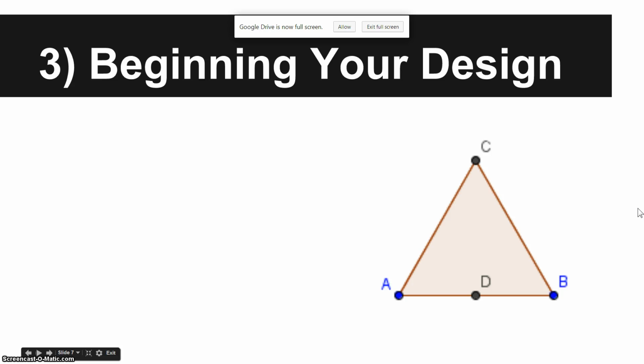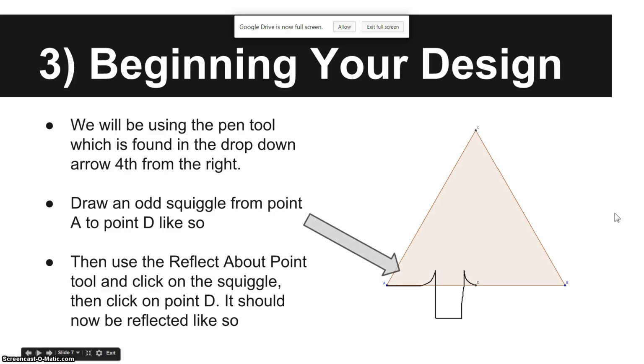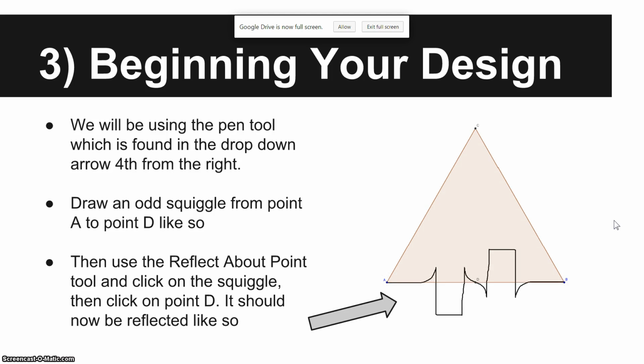After you got the midpoint, it's time to make a funky design. For the purpose of this demonstration, I made the triangle have points A, B, and C, with the midpoint of D. We will be using the pen tool, which is found from the drop-down arrow of the text tool. Once we have the pen tool selected, it's time to draw a squiggly however you want from point A to D, like so. After we make our squiggly, use the reflect about point tool, which is found under reflect about line, and we will click on the squiggly, then click on point D. It should now look like this.